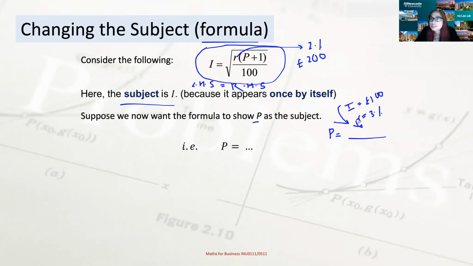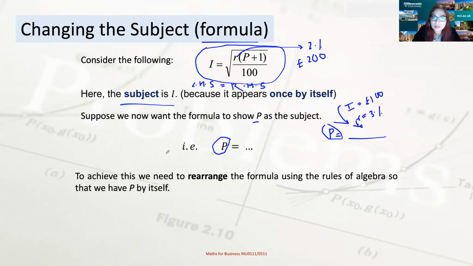Is that okay, guys? So that is called changing the subject to the term which you are going to find. Because you want to use this formula to find P, you will bring P to the left-hand side. That is called changing the subject. It's a very important exam style question, but it won't always be given directly; it will also be in the form of a word problem. To achieve this, we need to rearrange the formula using the rules of algebra so that we have P by itself.